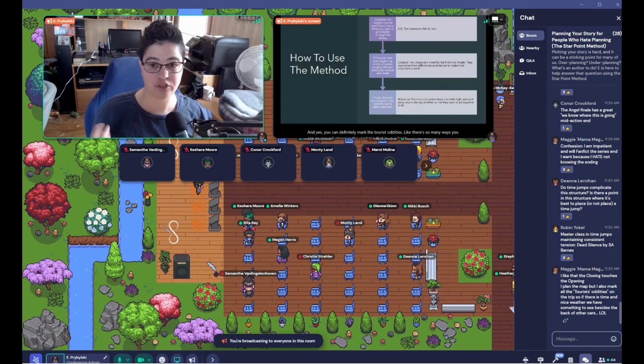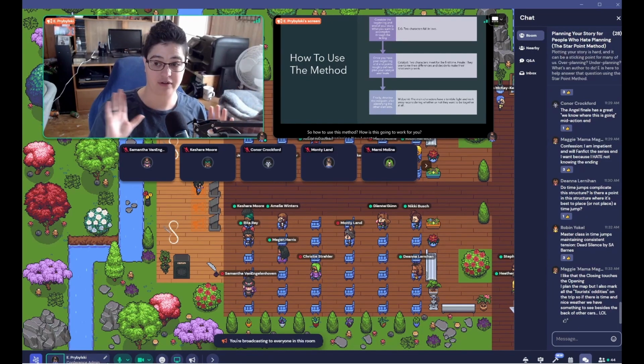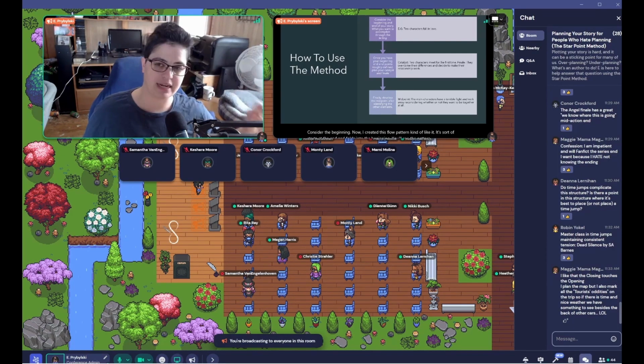So, how to use this method? How is this going to work for you? Consider the beginning. Now, I created this flow pattern, kind of like, it sort of starts at the end and folds into the beginning. You'll see the pattern. Consider the beginning and end of your story.